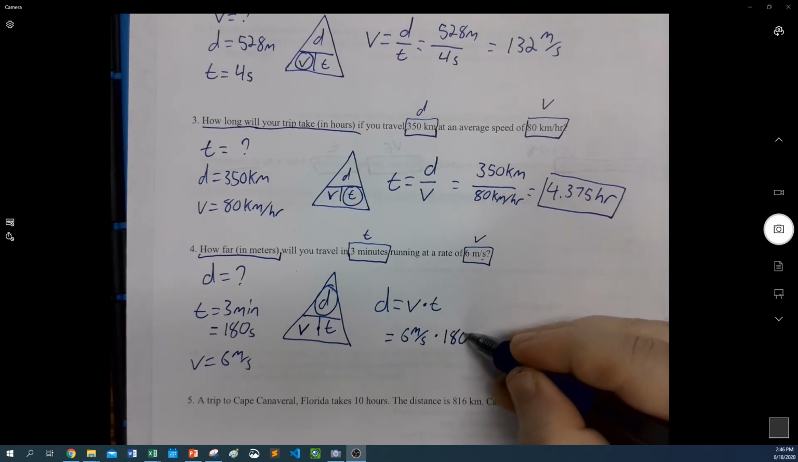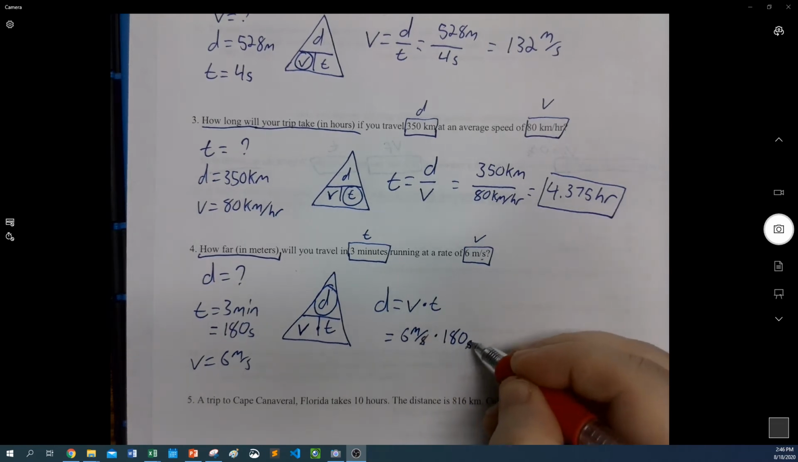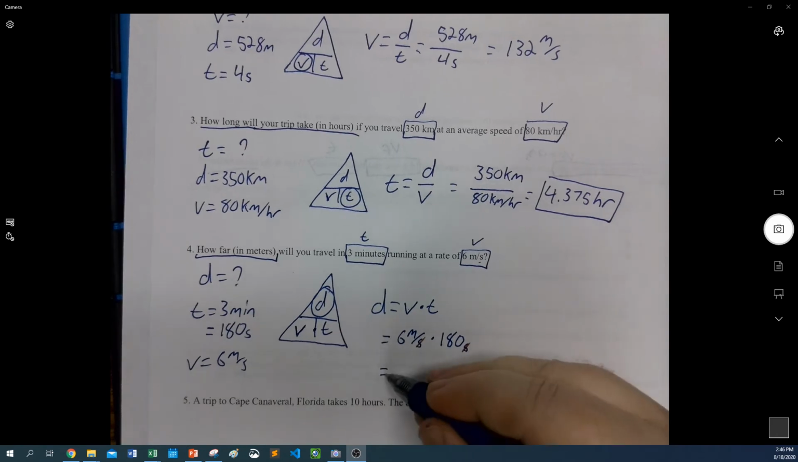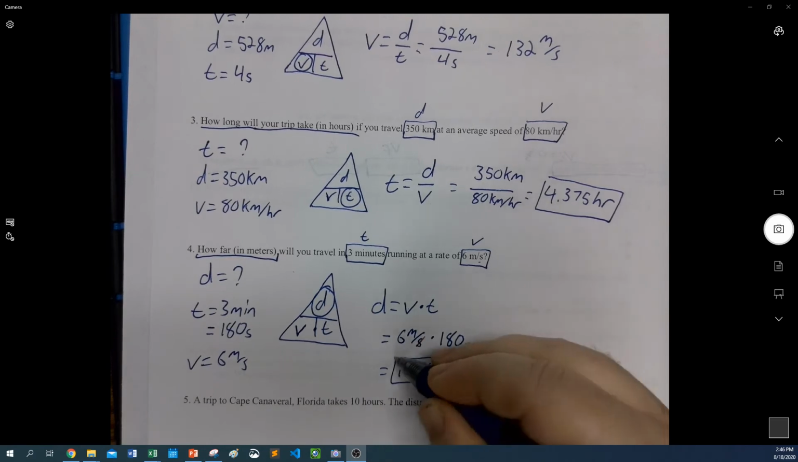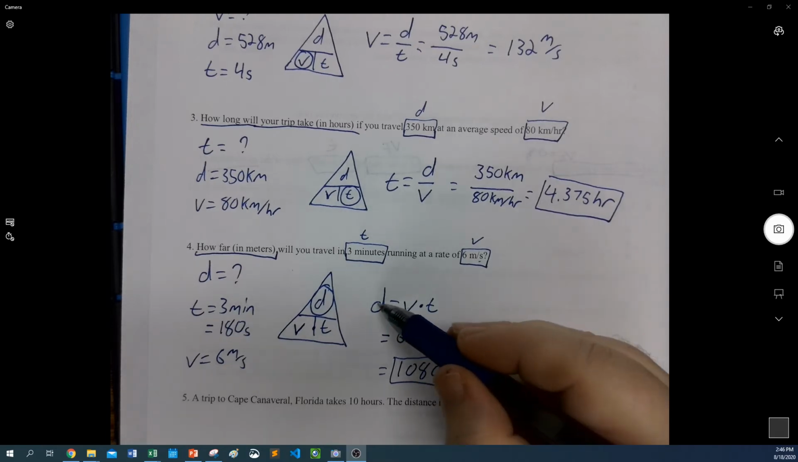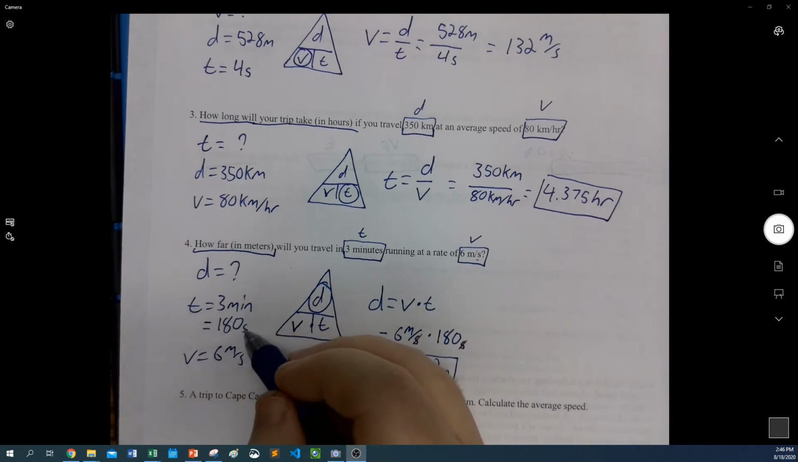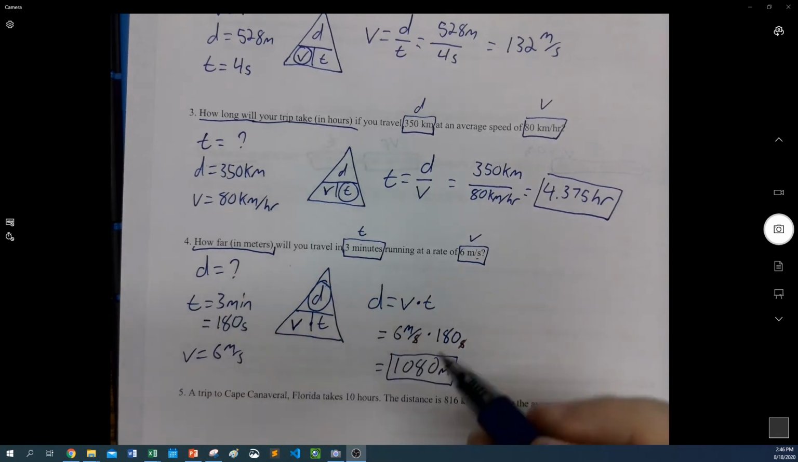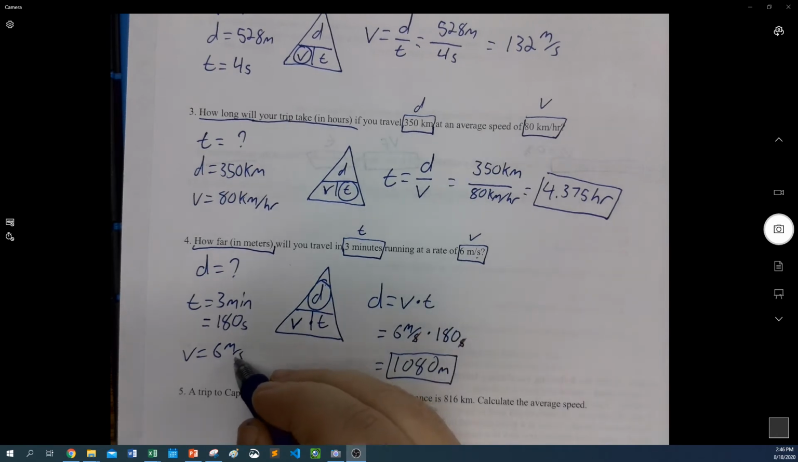We have to use 180 seconds. The seconds will cancel each other out, giving us 1,080 meters. I just canceled out the seconds. So distance, 3 minutes is the same thing as 180 seconds, right? So for time, we need to plug in seconds, because this is in seconds.